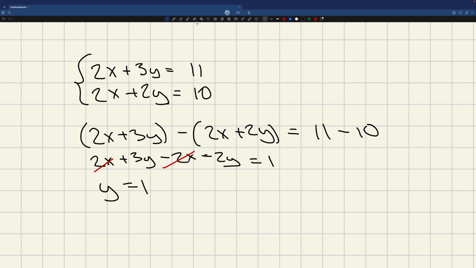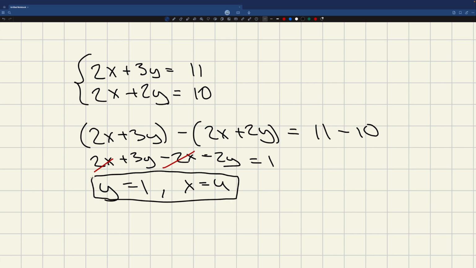Then you just plug in the value y equals 1 into one of these equations. Let's put it into the top one. We get 2x plus 3 is equal to 11, sorry. Therefore, 2x is equal to 8. Therefore, x is equal to 4. Done.